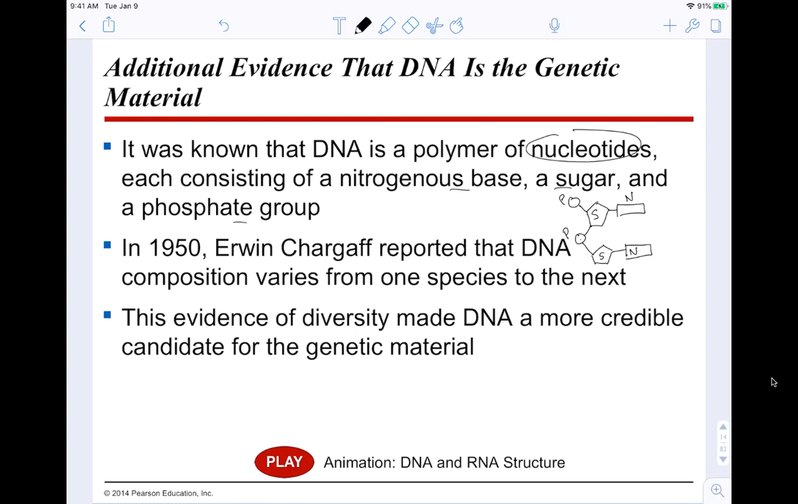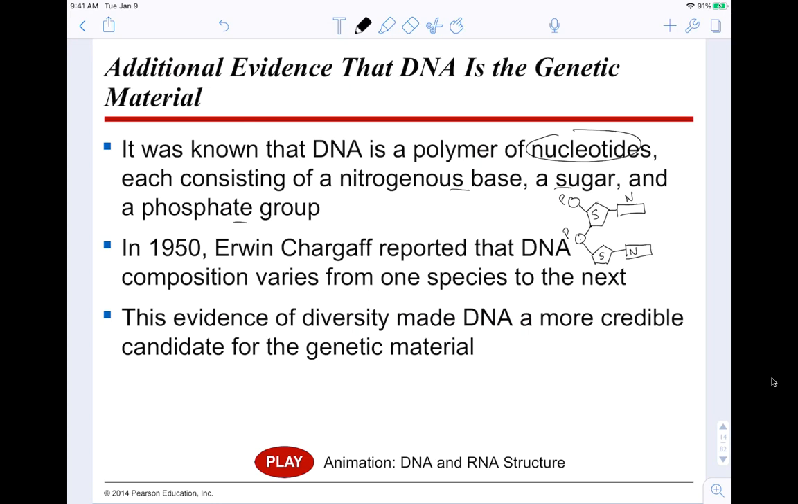So Erwin Chargaff reported that DNA composition varies from one species to the next. So we're all made of the same parts. We have these nucleotides. Whether you're grass, a snail, a lizard, a donkey, a horse, a human, whatever, anything that is alive is made up of nucleotides. Our DNA is made up of nucleotides. Okay, but it differs from one species to the next. So this evidence of diversity made DNA a more credible candidate for the genetic material.